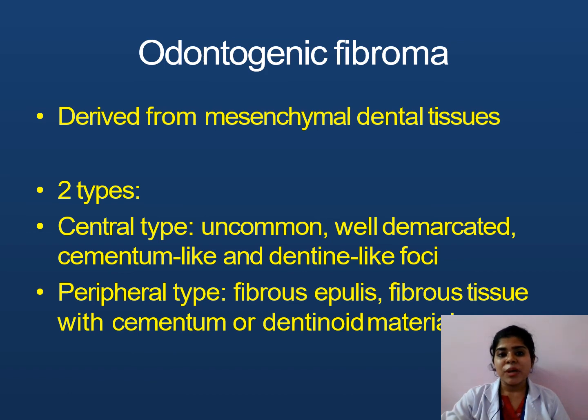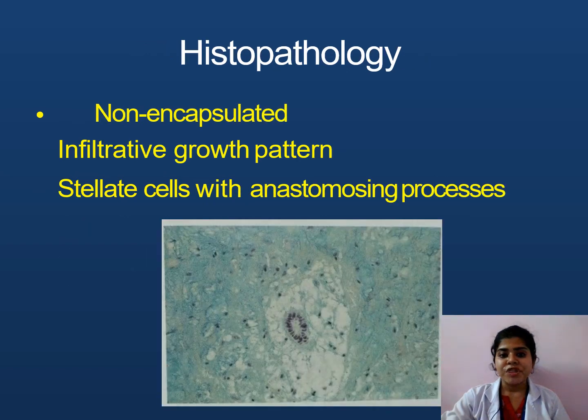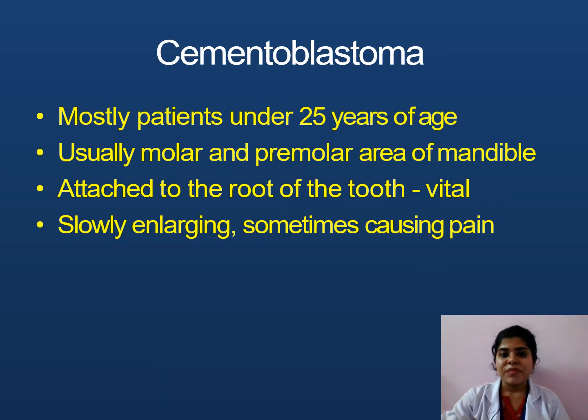Odontogenic fibroma is derived from the mesenchymal dental tissue, with two types. Central type is uncommon, well demarcated, with cementum-like and dentin-like foci. Peripheral type is fibrous epulis or fibrous tissue with cementum or dentinoid material seen. Odontogenic myxoma is locally invasive, more common than odontogenic fibroma. Radiologically, multilocular with a soap bubble appearance, well defined, and the roots show resorption. Histopathologically, it's a non-encapsulated infiltrative growth pattern with stellate cells with anastomosing processes.